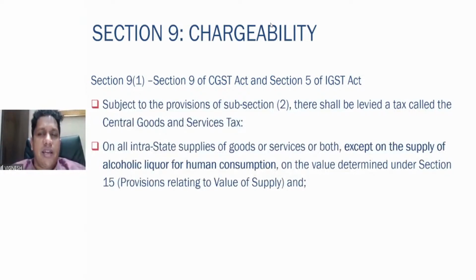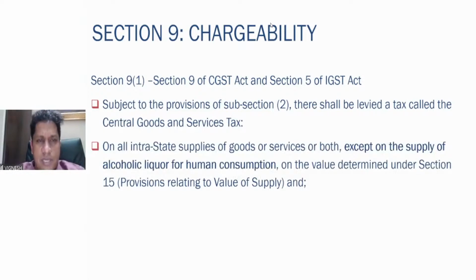There shall be levied a tax called the central goods and service tax, right? Subject to provisions of subsection 2, there shall be levied a central goods and service tax on intrastate supply of goods or services or both, except on the supply of alcoholic liquor for human consumption. Alcoholic liquor for human consumption is excluded in the Constitution itself. And here also, in the chargeability section, it is clearly excluded.